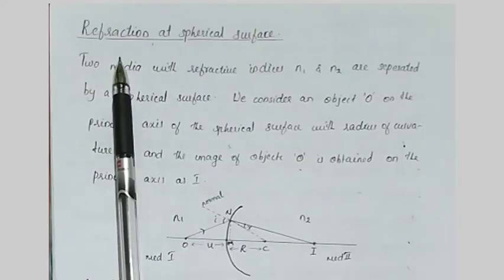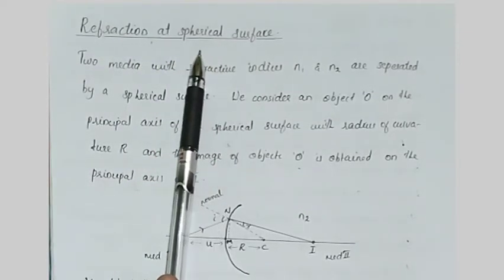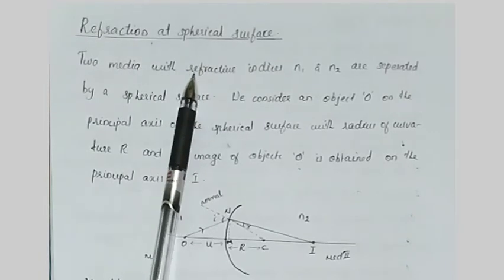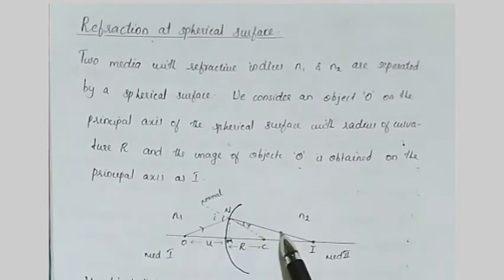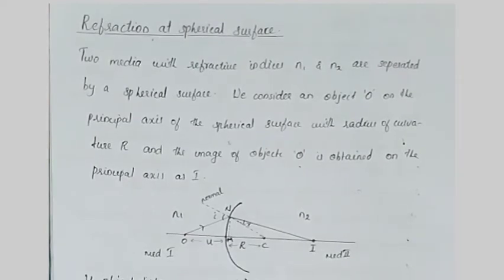Now next we are going to analyze the refraction at spherical surfaces. So till now we have seen the refraction through a plane surface. Now we can see what happens if two media of different refractive indices are separated by a spherical surface and light enters through this spherical surface.